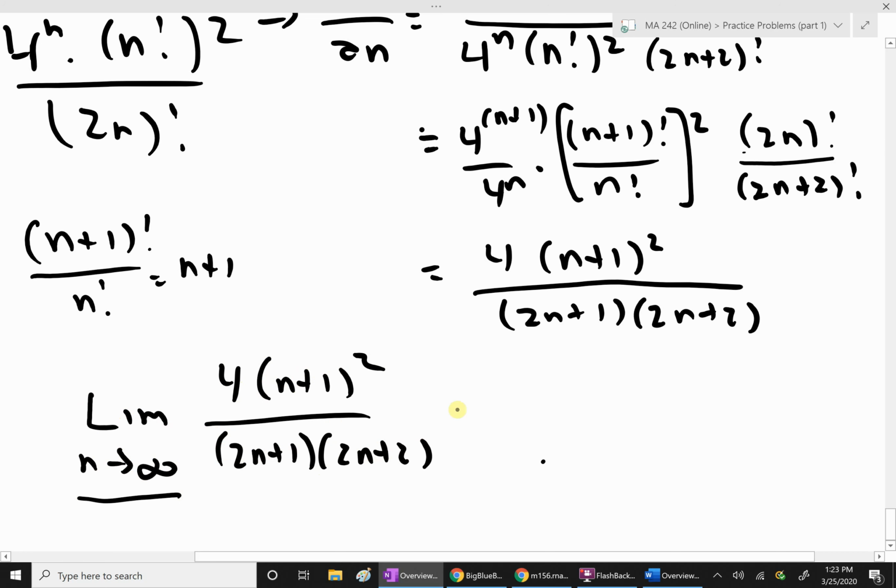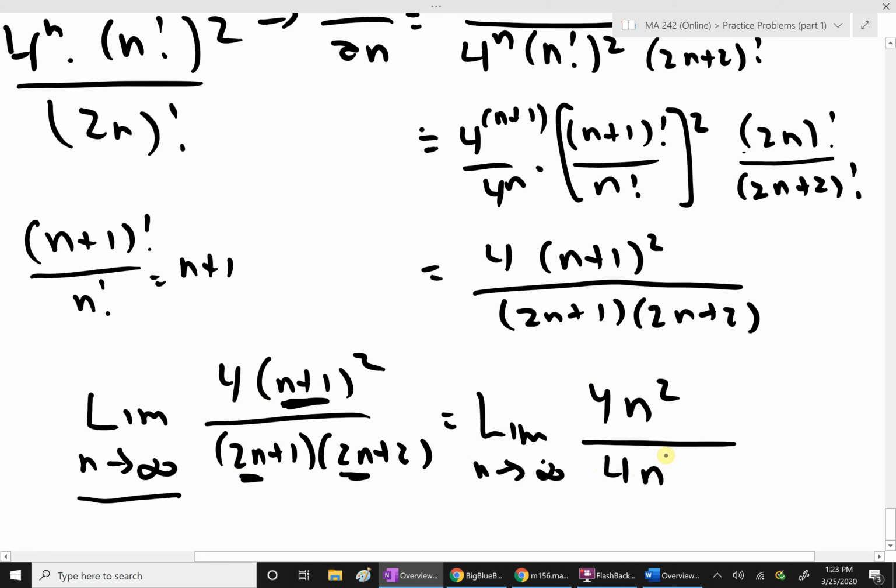so a limit at infinity, I'm going to use leading terms, right? So this is a limit as n goes to infinity of 4. The leading term here is n, right? In this quantity right here. I'm going to get n squared. The leading term here is 2n. So I'm going to get 4n squared. Okay. And of course, this is equal to 1.